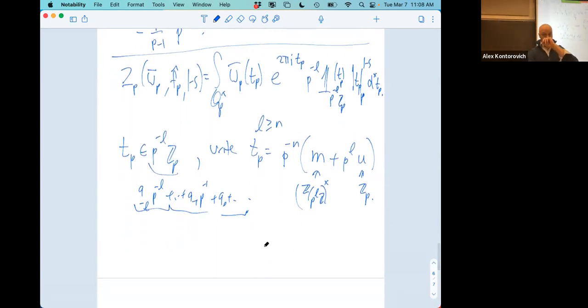So effectively, we're making a change of variables. And this is why I do indeed want to change this to the additive. So let me replace this by dT_P over absolute value of T_P times P over P minus 1. Yeah, there's almost no difference.